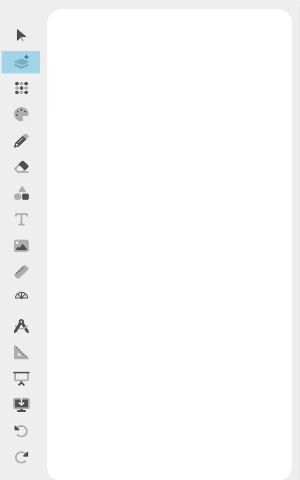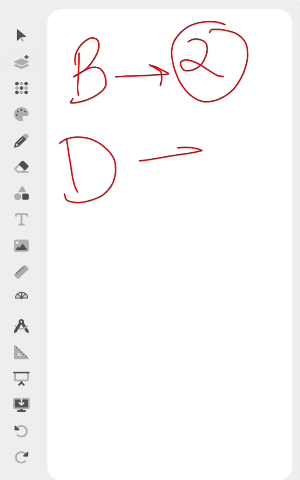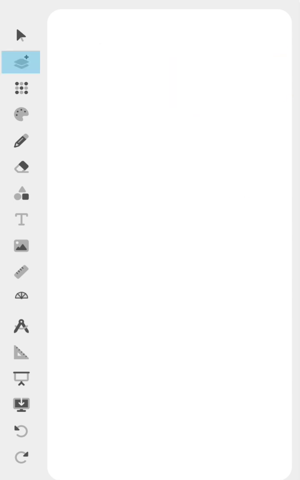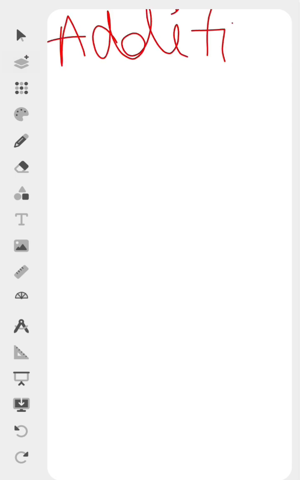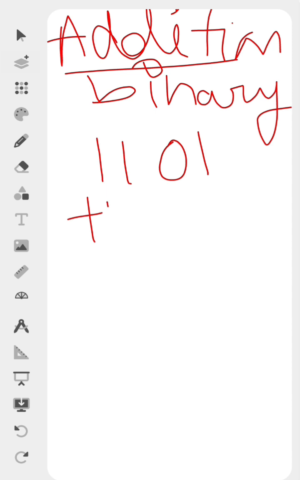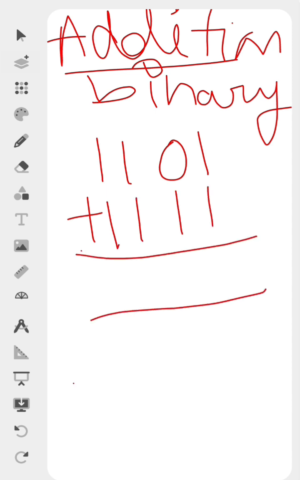So the only thing needed to convert a number is that in binary we need a 2 and in decimal we require a 10, and from this we can do any type of conversion. Now let's talk about binary addition. How can binary numbers be added? If I have 1101 plus 1111, how will I add this?